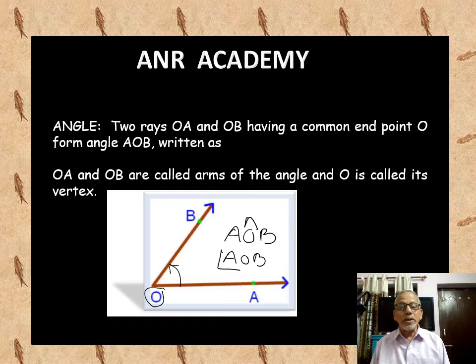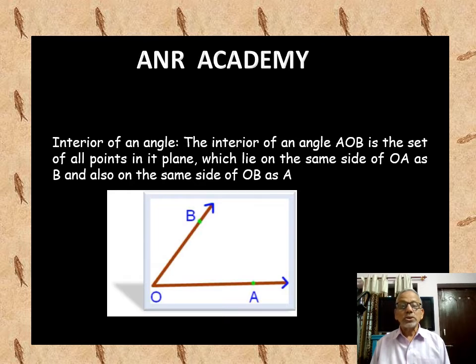So what are these OA and OB? OA and OB are called the arms of the angle and O is called its vertex. What is O? O is its vertex and OA and OB are called the arms of the angle AOB. Clear? So now next.